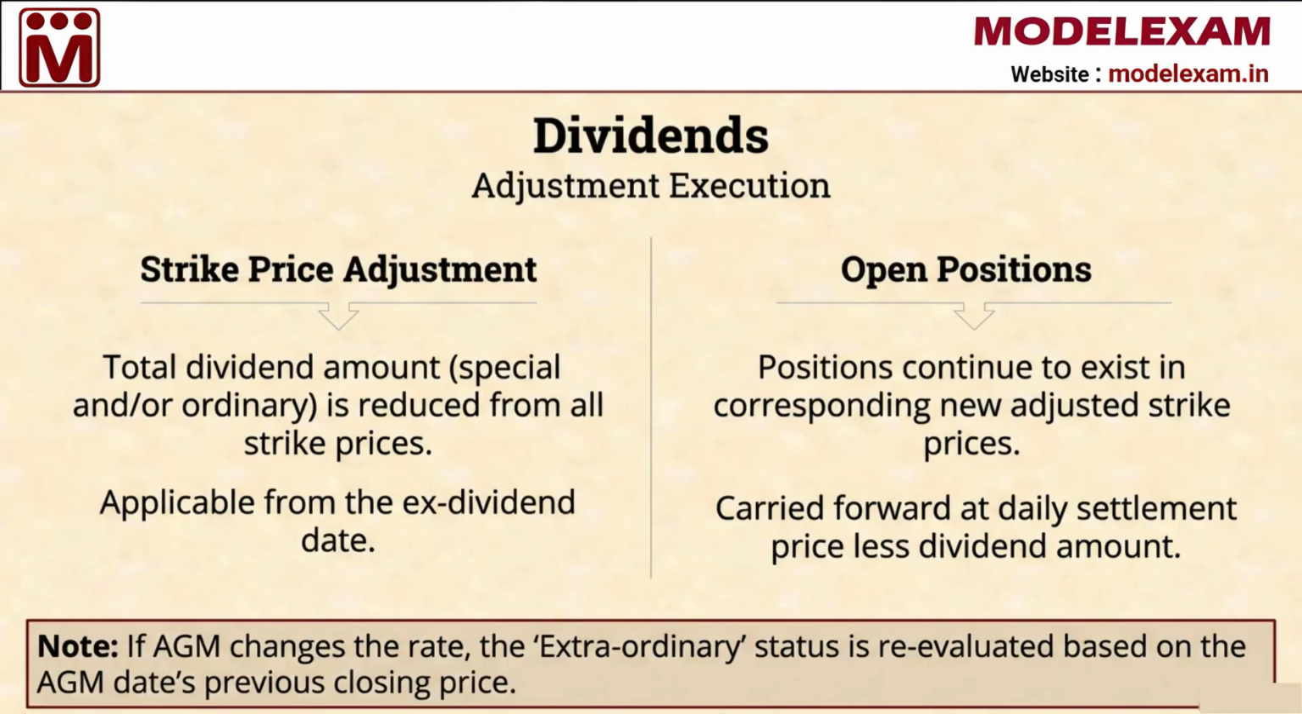When an extraordinary dividend is declared, the total dividend amount is subtracted from all the strike prices of the option contracts. These new prices start working from the ex-dividend date. For futures contracts, all open positions are carried forward at the daily settlement price minus the dividend amount. If the shareholders change the dividend rate at their yearly meeting, the exchange re-evaluates whether it is still considered extraordinary based on the price before that meeting.